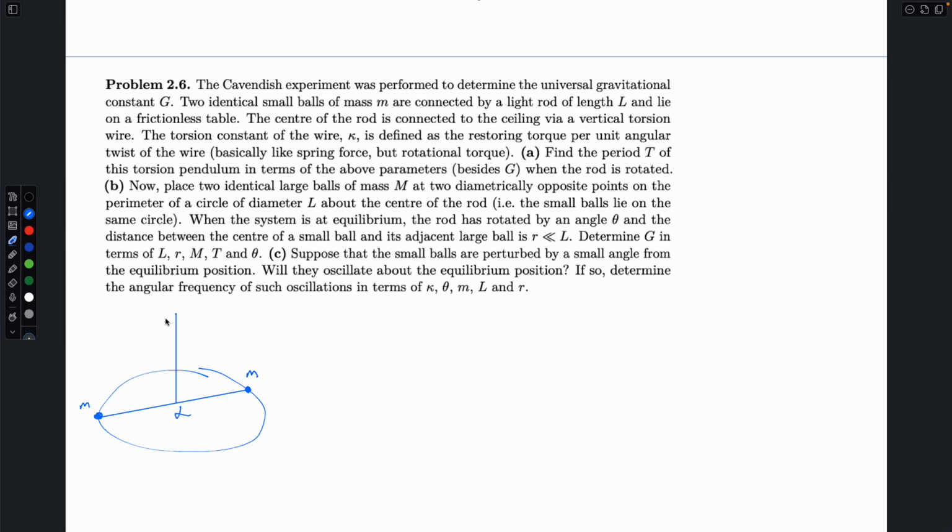So this is the wire. This thing is the wire, and then it basically exerts a torque, which is this thing. What this thing is saying is a restoring torque by angular twist. So it's basically saying that the torque is equal to negative k times theta.